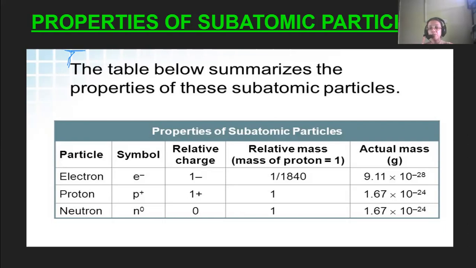Then proton has the symbol small p plus. Relative charge is +1, relative mass is 1, and actual mass is 1.672 into 10 to the power minus 24. And neutron has the symbol small n to the power 0, relative charge is 0, relative mass is 1, and actual mass is 1.676 into 10 to the power minus 24.